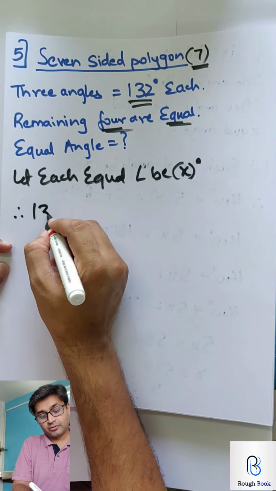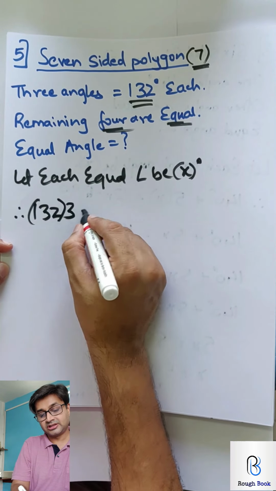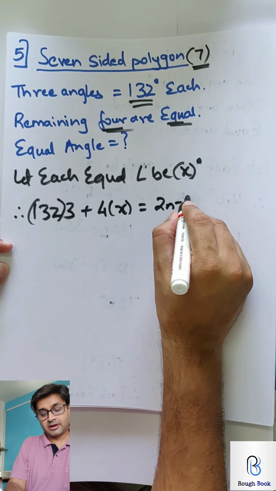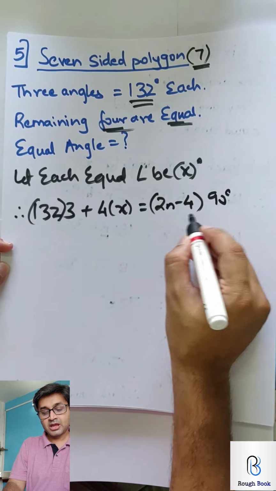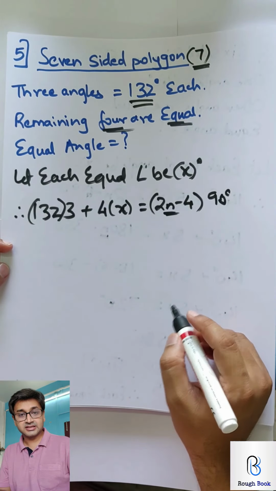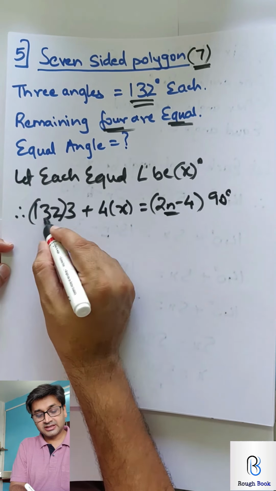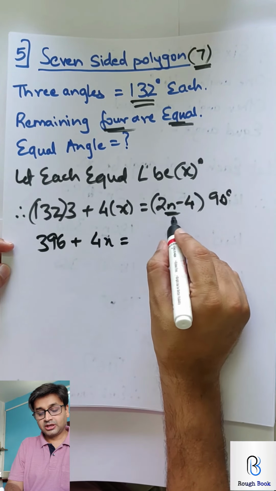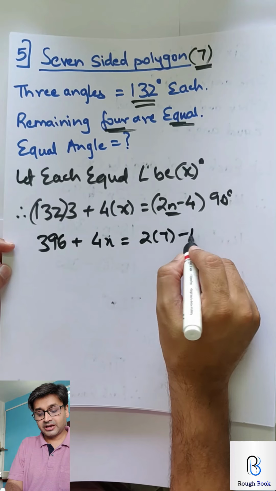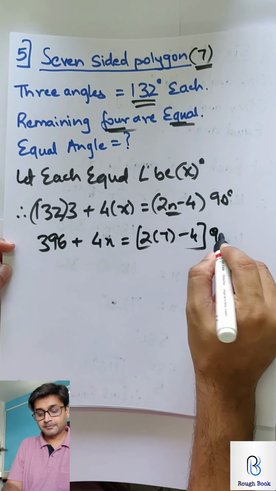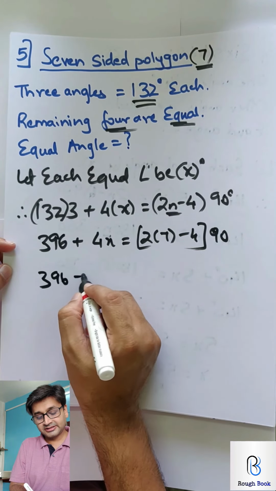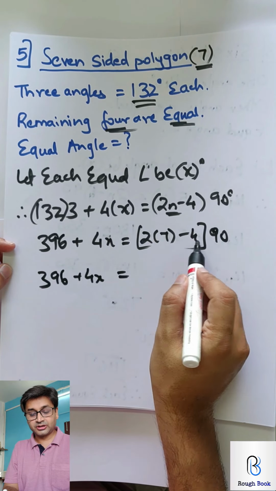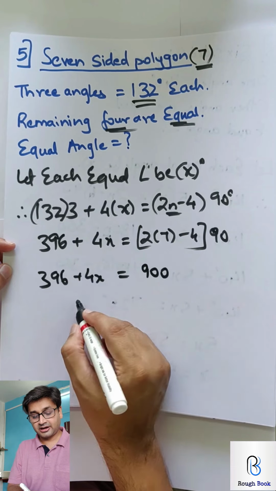degrees. So therefore 132 into 3, because 3 angles, plus 4 into x is equal to 2n minus 4 into 90. Now we shall substitute n as 7, don't forget that. So 3 2s are 6, 3 3s are 9, 3 1s are 3, and 4x equals 2 into 7 minus 4 into 90. So I get 396 plus 4x. 7 2s are 14 minus 4 is 10. 10 into 90 is 900.